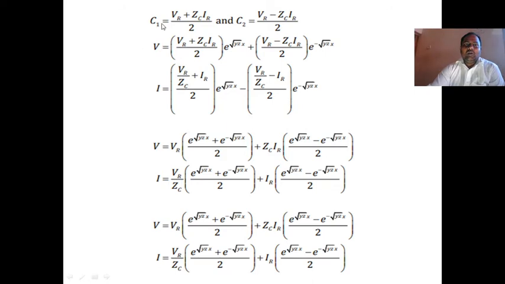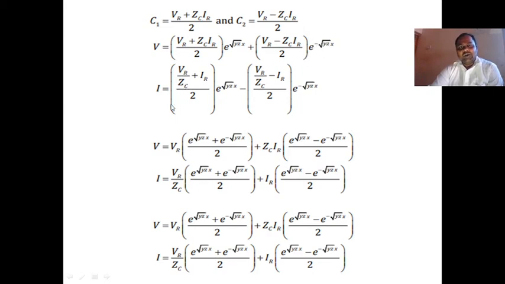So what about the C1 value? C1 is equal to VR plus IR ZC by 2. C2 is equal to VR minus IR ZC by 2. Substitute these values in the basic equation. V is equal to VR plus IR ZC by 2 into e power root yz into x plus VR minus IR ZC by 2 into e power minus root yz into x.